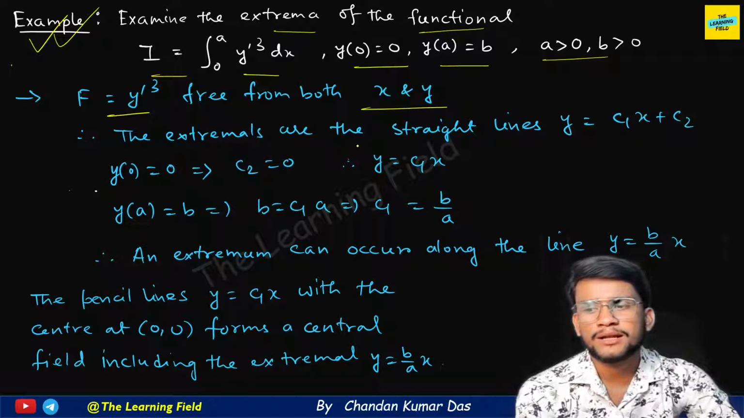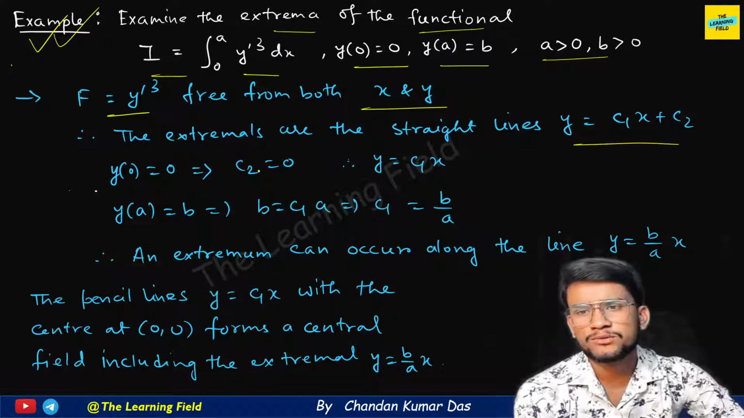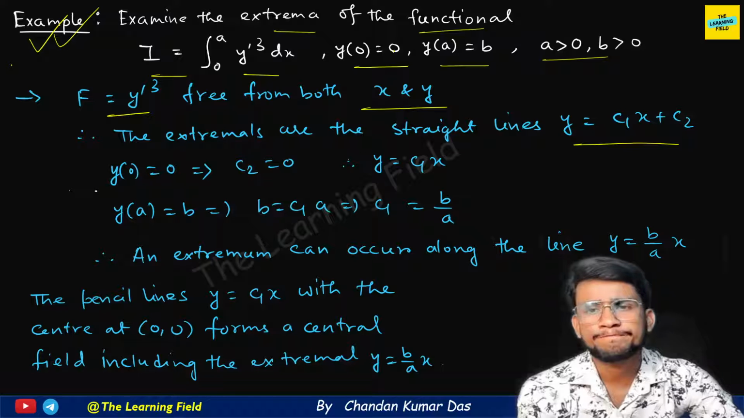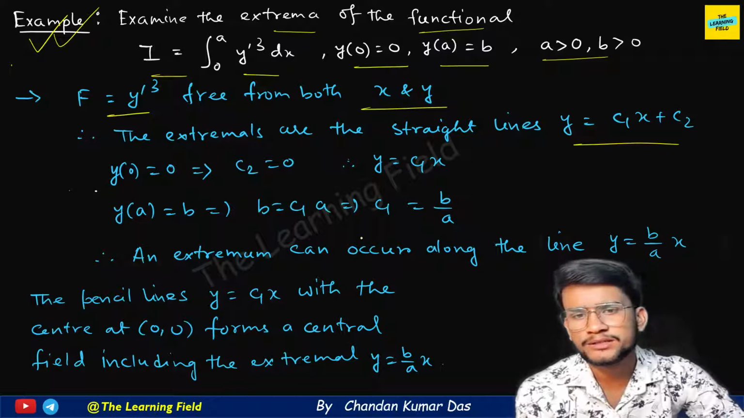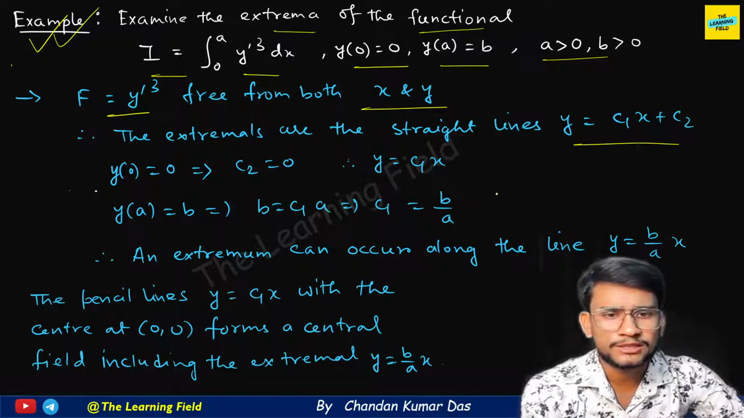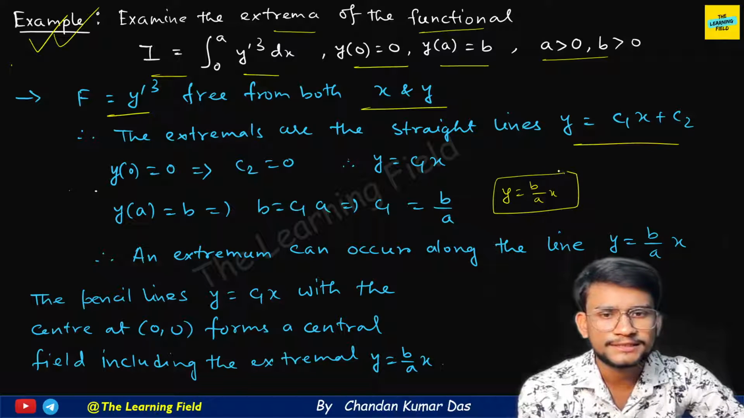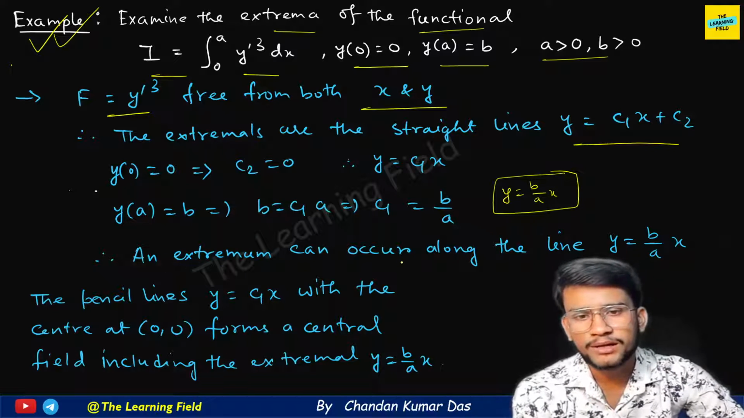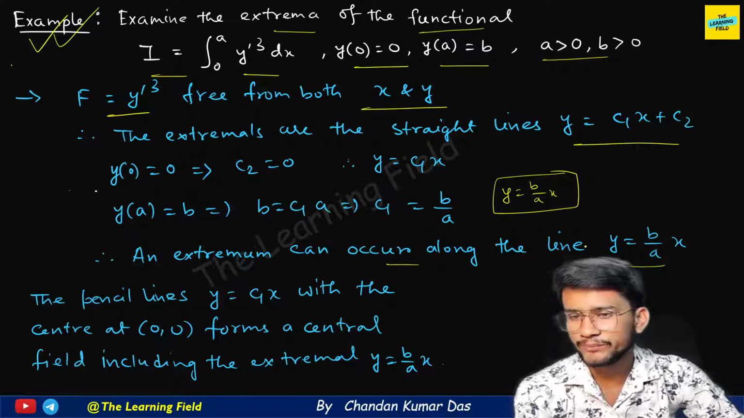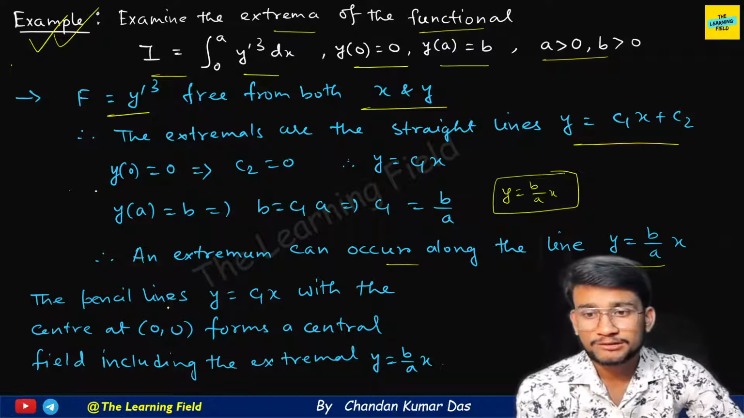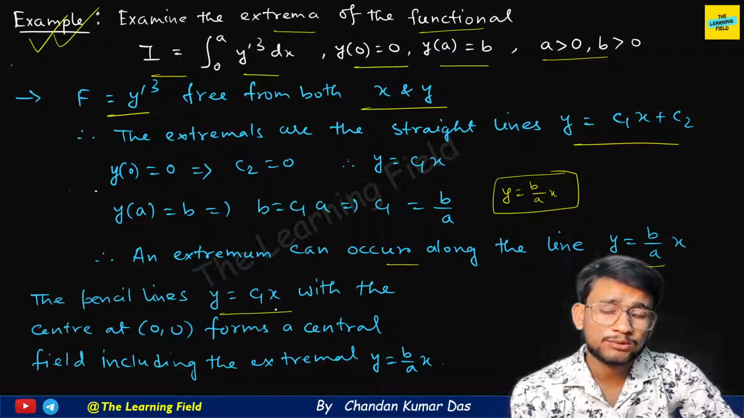Therefore the extremals are given by the straight line y equal to c1x plus c2, and if we apply the given boundary conditions, then we get the extremal y equal to b by a into x. This is the extremal. Now an extremal can occur along this line. So it is clear, I think. Now the pencil lines y equal to c1x.